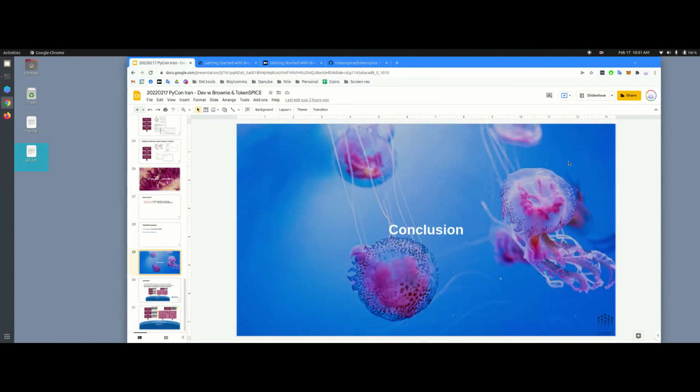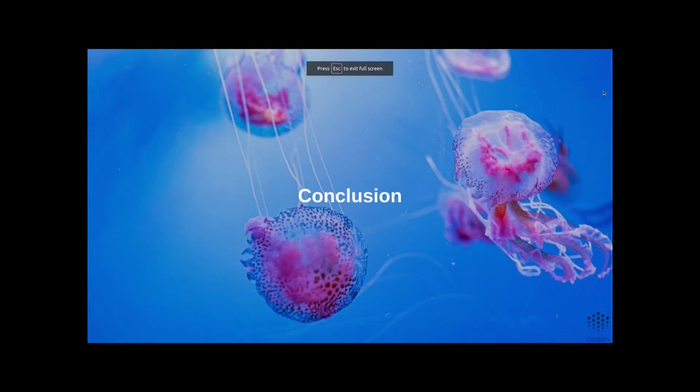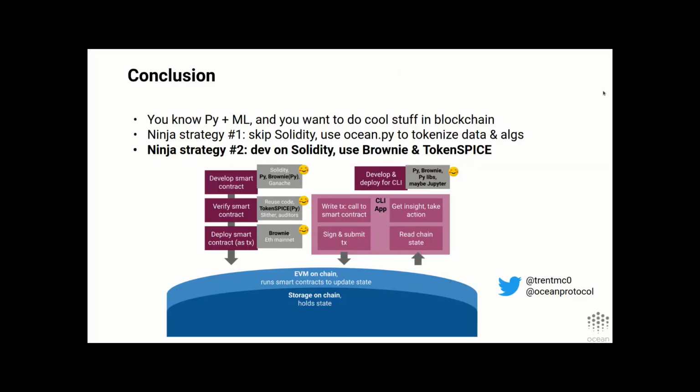So to conclude this talk, go back to here. The summary is, you and being in PyCon here know Python and ML, and you want to do cool stuff on a blockchain. So I presented two ninja strategies. One is skip Solidity altogether and use something like ocean.py that tokenizes data and algorithms. And then you can do a bunch of ML stuff, but with Web3. The second is, and that's the bulk of this talk, do develop on Solidity, but focus on CLI type applications and use Brownie and TokenSPICE to make it feel and look a lot like Python development.